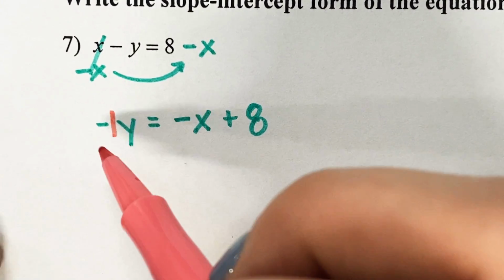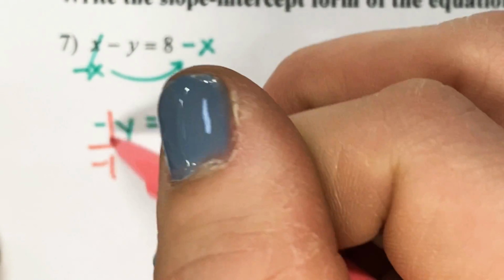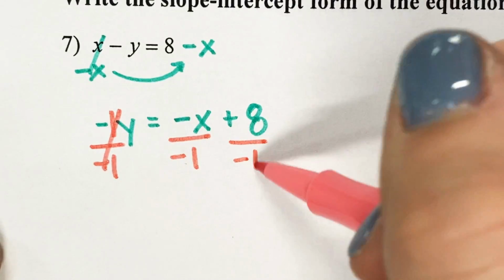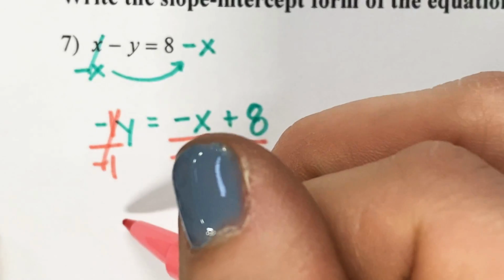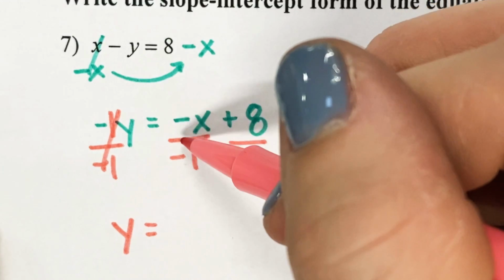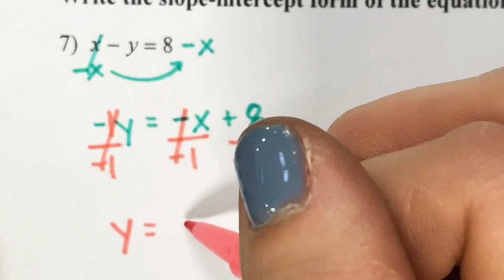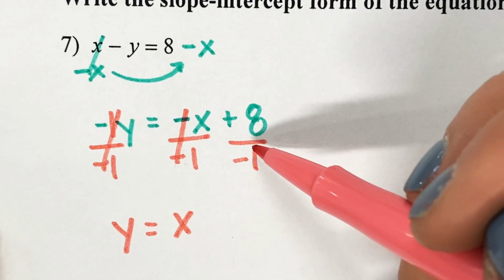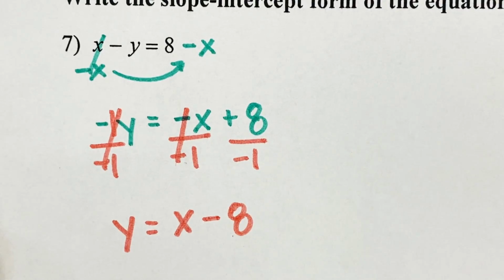Okay, and what is the opposite of times by negative 1? We're going to divide by negative 1. Okay, and everything over here is divided by negative 1. Okay, so we get y is all by itself. A negative divided by a negative is going to be a positive, and x over 1 is just x. Okay, positive 8 divided by negative 1 is negative 8.